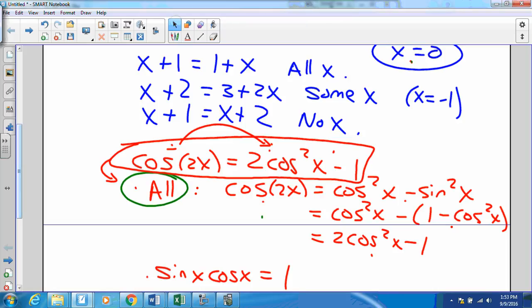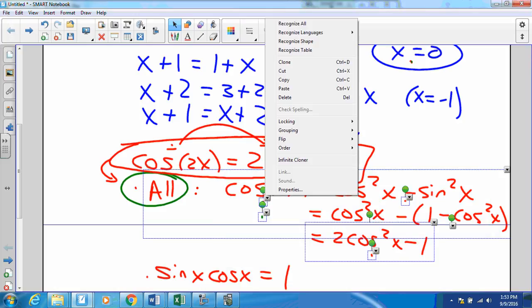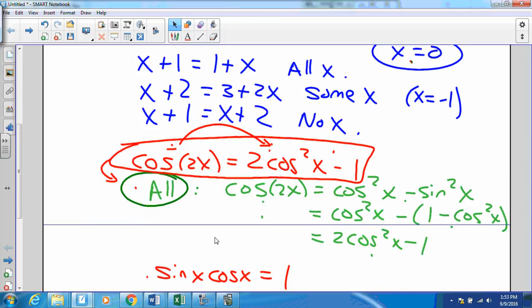I really should have done this in a different color so you can see what's going on a little bit. There. Better? Good. Okay. Good.